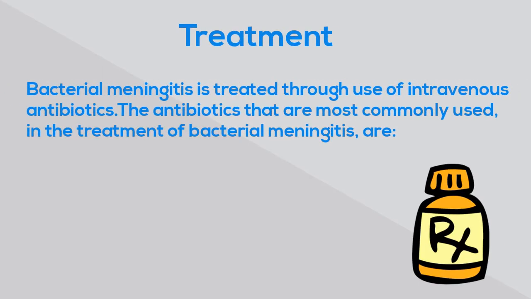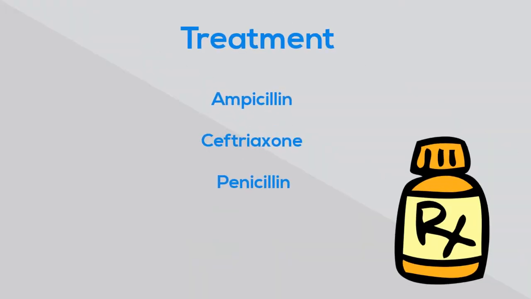So if it's present, what do we do to treat it? Bacterial meningitis is treated through use of intravenous antibiotics. The antibiotics that are most commonly used in the treatment of bacterial meningitis are ampicillin, ceftriaxone, and penicillin.